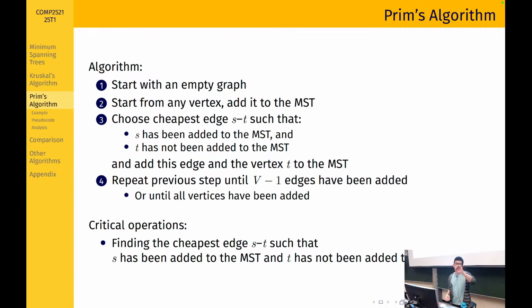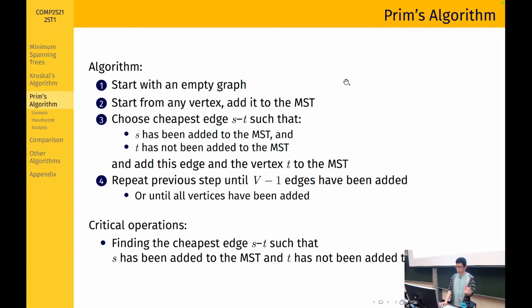So we're going to add that edge and the vertex on the other end to our minimum spanning tree, and we're going to repeat this process. At every iteration, we're going to look at all the edges connecting a vertex in the minimum spanning tree to a vertex that's not in the minimum spanning tree. We're going to choose the cheapest out of those edges and add it. We just keep doing that until we have v-1 edges in our minimum spanning tree.